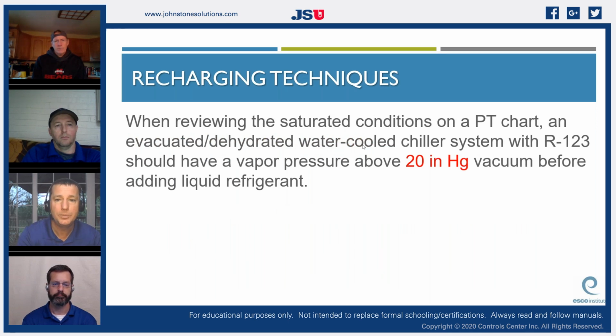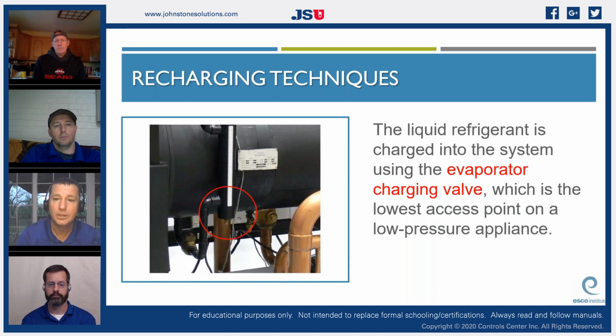So just be mindful of that PT chart, because what if I was using a different one? So I was used to looking at my PT chart. Now on this particular system, I'm using R123 instead of 245. It should have a vapor pressure above 20 inches of vacuum before adding liquid. So I bring that all the way from wherever my low point was, 250 microns, and then I don't add liquid until I get to 20 inches.